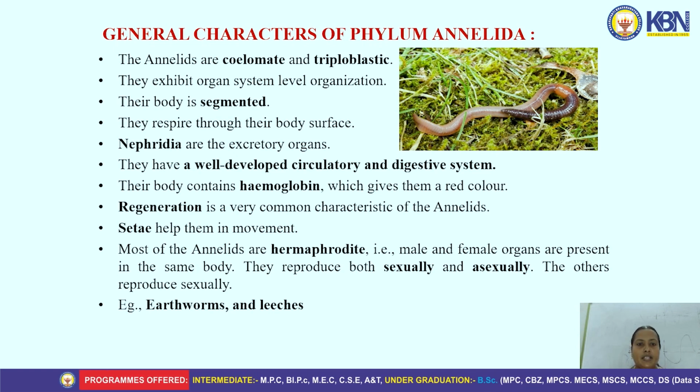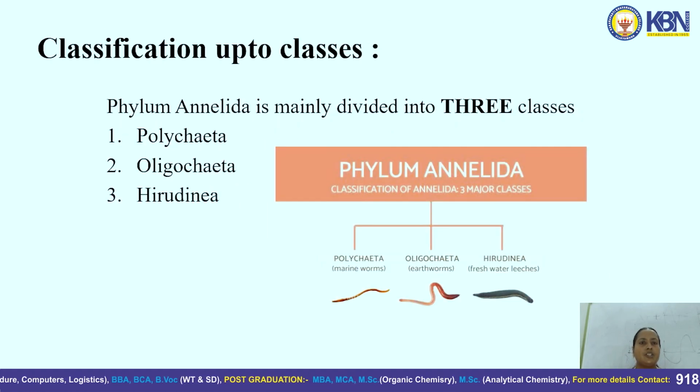Their body contains hemoglobin, which gives them a red color, and regeneration is a very common characteristic of annelids. Setae help them in movement. Most of the annelids are hermaphrodite, that is, male and female organs are present in the same body. They reproduce both sexually and asexually. The others reproduce sexually, for example earthworms and leeches. Classification up to classes. Phylum Annelida is mainly divided into three classes: Polychaeta, Oligochaeta, Hirudinea.